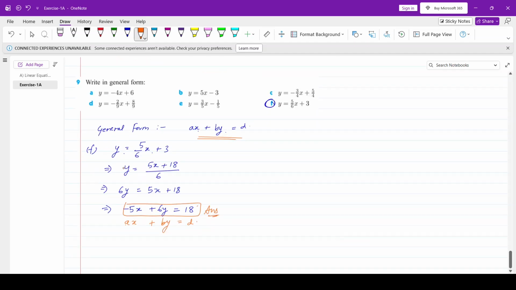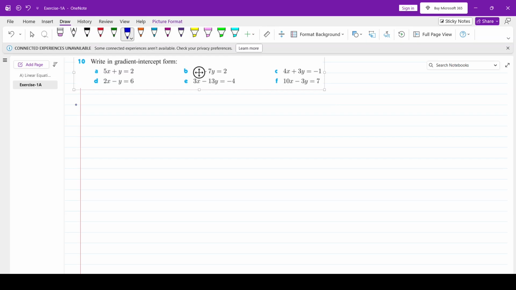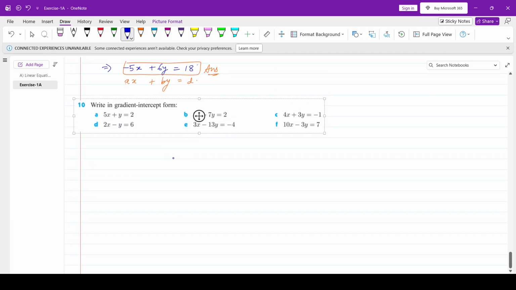And all questions can be done like this. All questions can be solved like this, right in the gradient intercept form. So now these questions have been given in the form of a general equation. Suppose let's try solving E. It says 3x minus 13y is equal to minus 4. Now which form do we have to bring it in? We are supposed to bring it into the form given by this equation.